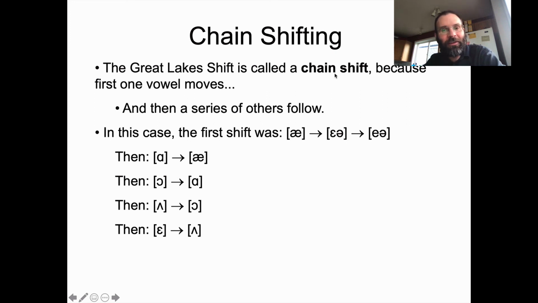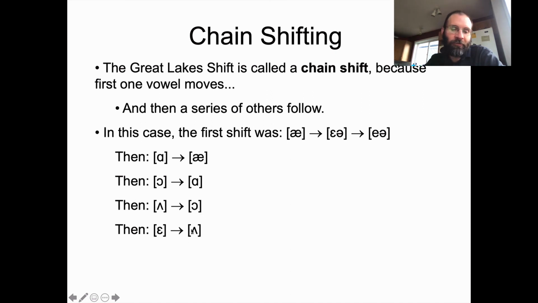And then the chain shifting part of this is that when that vowel moved, there was nothing left in that low front corner of the space, so another vowel moved to something more like script A or this ash symbol. Then there was nothing left in the low back corner of the space, so o went forward. Then there was nothing left where o used to be, so another vowel went to o.